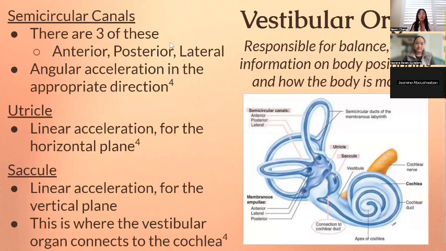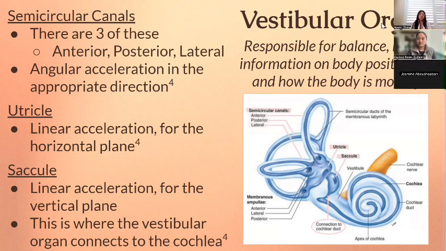And then we have the vestibular organ. It is responsible for balance, and it relays information on body positioning and how the body is moving. There are semicircular canals, the utricle and the saccule. As for the semicircular canals, there are 3 of them: the anterior, posterior, and lateral. These allow for angular acceleration in the appropriate direction. And as for the utricle, it allows for linear acceleration for the horizontal plane. The saccule allows for linear acceleration for the vertical plane. And this is also where the vestibular organ connects to the cochlea.